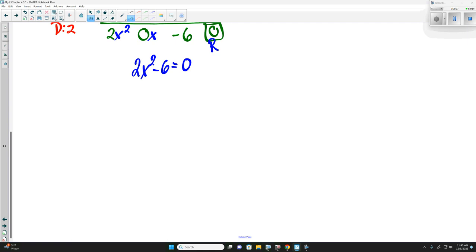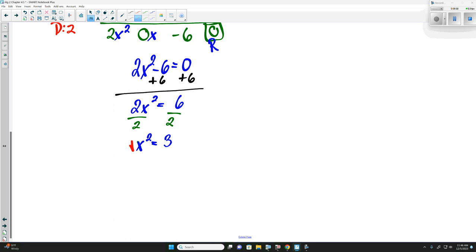Now, since this is a quadratic with no middle term, we can use the square root method. And the first part of the square root method is to get the term being squared, our x squared, by itself. So the first thing we can do is add 6 to both sides. Then we'll divide both sides by 2, telling us that x squared is equal to 3. And lastly, we'll take the square root of both sides.